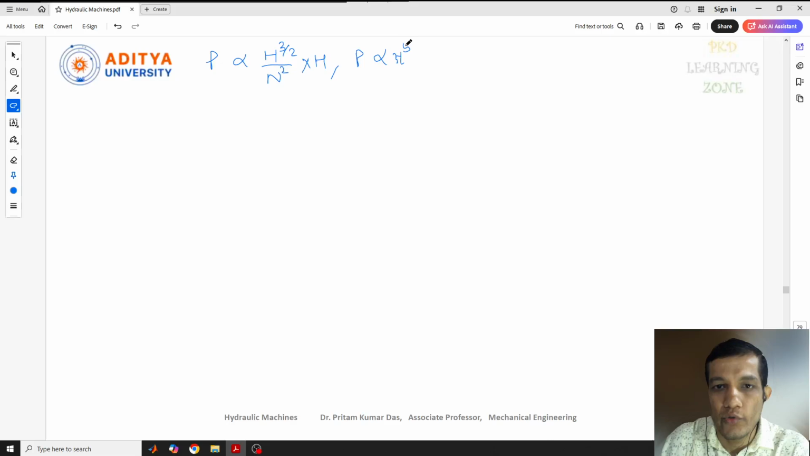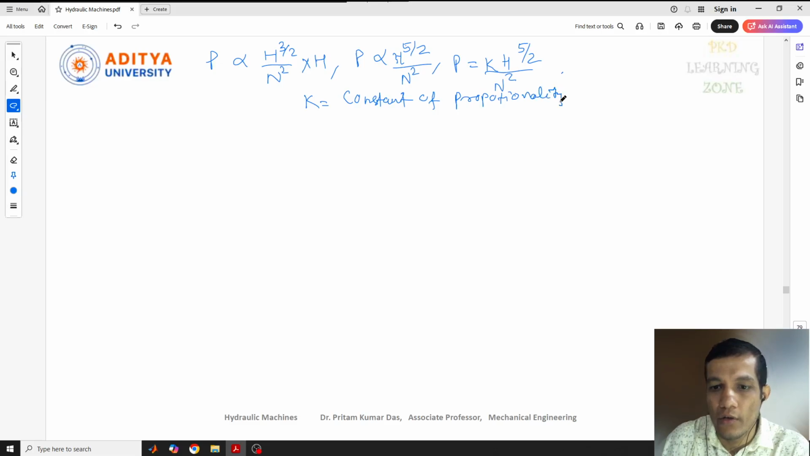So this is H to the power 5 by 2 N to the power N square. Now what I can write here, P equal to K H to the power 5 by 2 divided by N square. And here what is the meaning of this K? So K is nothing but a constant of proportionality. To avoid this direct proportionality, we just included one constant of proportionality, that is K.